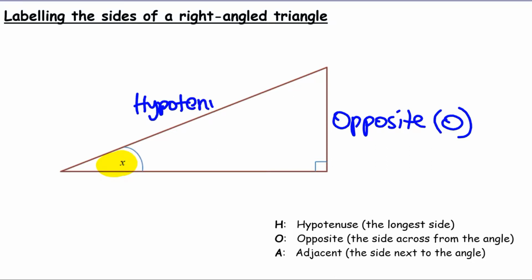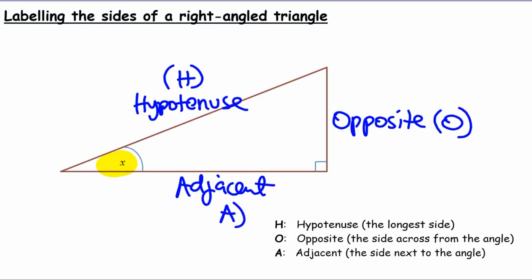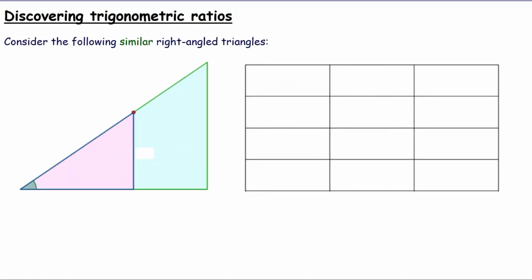The longest side is this one here, and we call it the hypotenuse. And then the adjacent side is the side that's next to the angle, and it's this one here. And that's how you label sides of a right angle triangle. Next, you're going to discover some trigonometric ratios, and we'll consider the following similar right angle triangles.